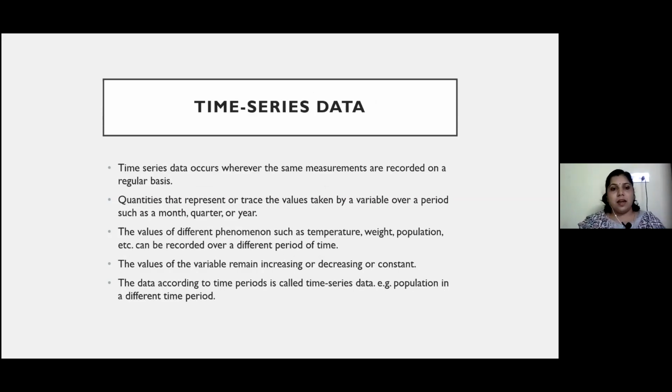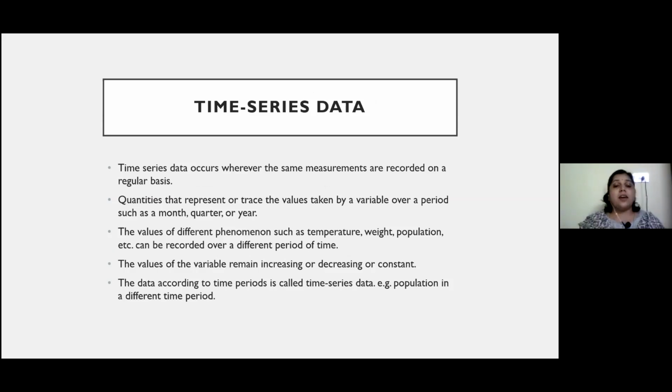Time series data. What is time series data? It is measured for a certain period of time on a regular basis. For example, how we calculate the temperature and atmospheric pressure, it is done with a particular period of time. Every day, morning and evening measurements are done. So likewise, a time series is maintained. Time charts are maintained for this.